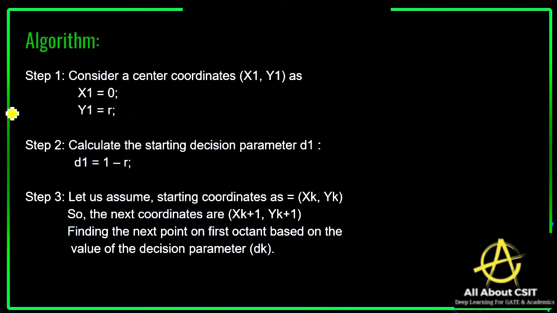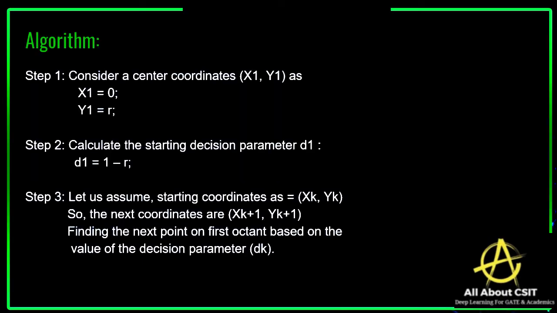I'll show you how to generate an arc on the screen by using the midpoint circle drawing algorithm. So let us consider the center coordinates x1, y1, where x1 is equal to 0 and y1 is equal to r. Let us take x1 as 0 and y1 as the radius, because we are drawing the circle, and with the help of the radius only you are going to draw the circle, right?